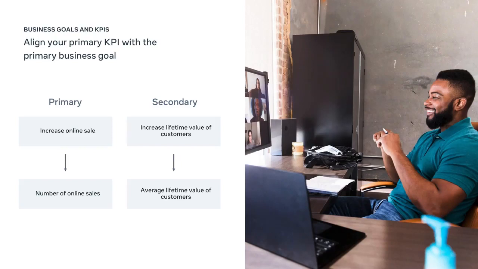This means that KPI doesn't help the business reach its goals. As a result, it's important to clearly align the primary KPI with the primary business goal and to acknowledge secondary KPIs as useful context.